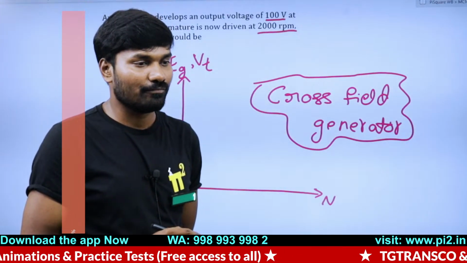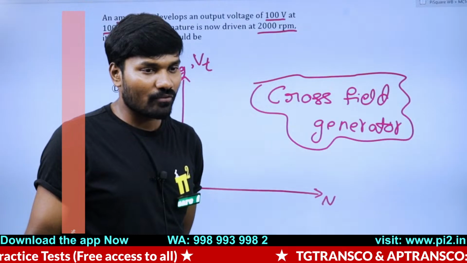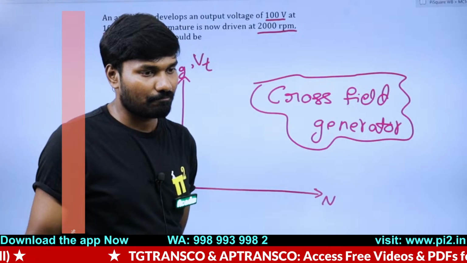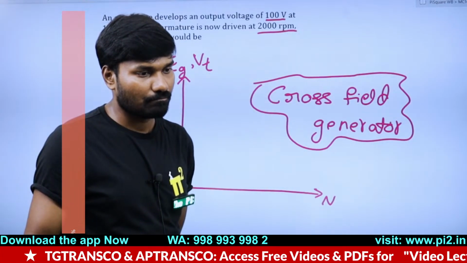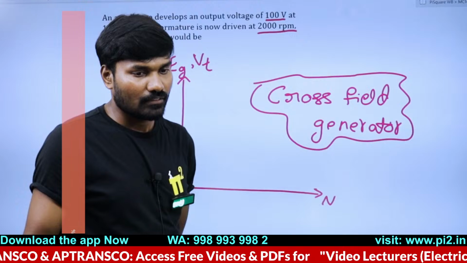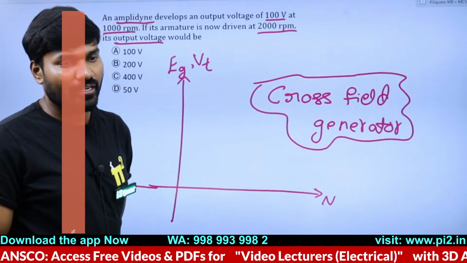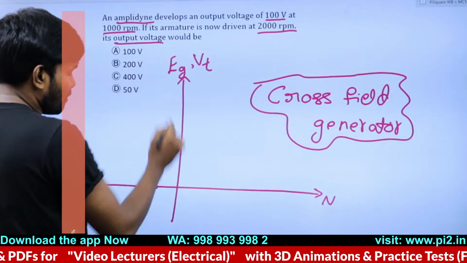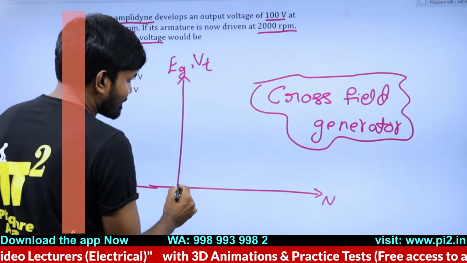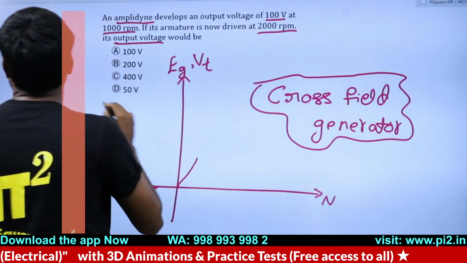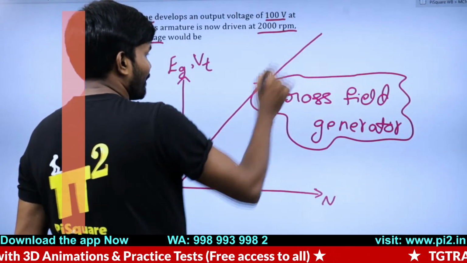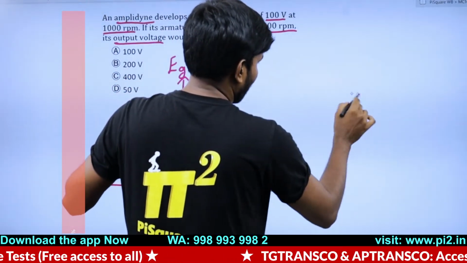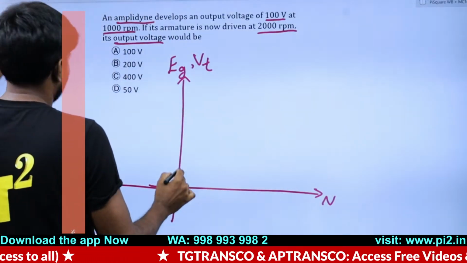B has popped up here. Any other? Only B. So for the answer, I'm talking about this curve. For a normal DC generator, it is linearly increasing. Careful with this, guys. This is very important.